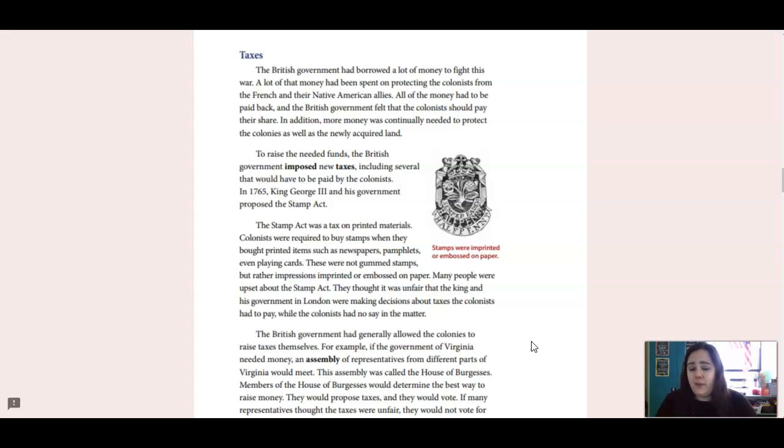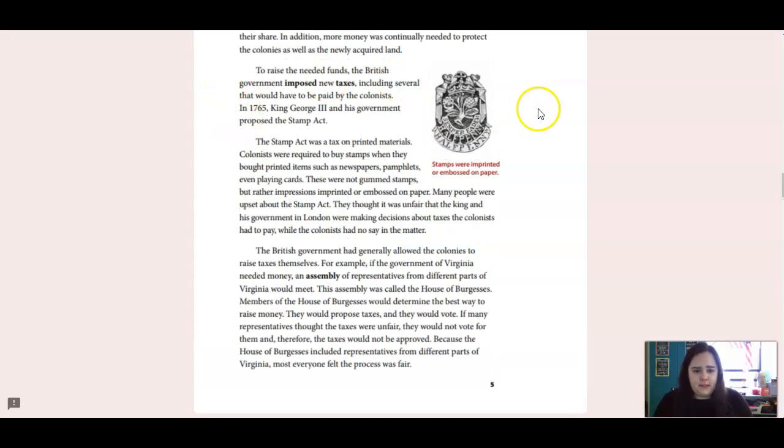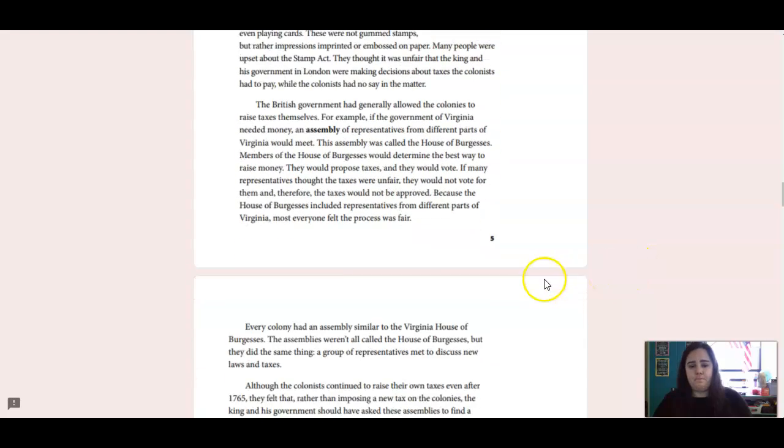People were upset about the Stamp Act. They thought it was unfair that the king and his government in London were making decisions about taxes the colonists had to pay, while the colonists had no say in the matter. And this is a picture of that stamp that was printed on the paper. So it's not a stamp like to mail things. It was simply something printed on paper that said this item has a tax. So it was newspapers, pamphlets, and even playing cards.